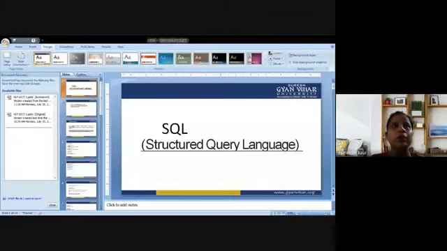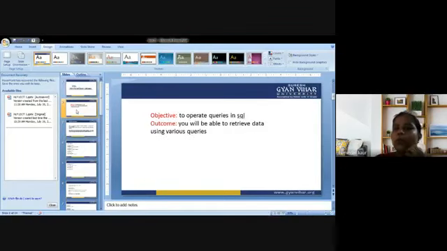Discuss about SQL queries. Yesterday we were doing some queries, and we left after performing 9 to 10 queries. Now I am continuing with the same. So first of all, we are supposed to have a look at what we are supposed to do in today's lecture. That is, our objective of today's lecture is to learn various queries that we can operate using SQL.